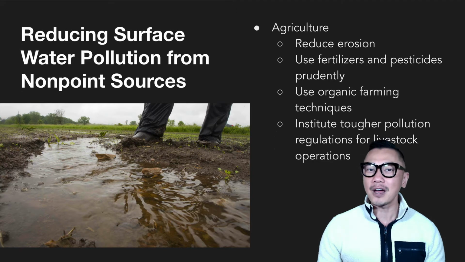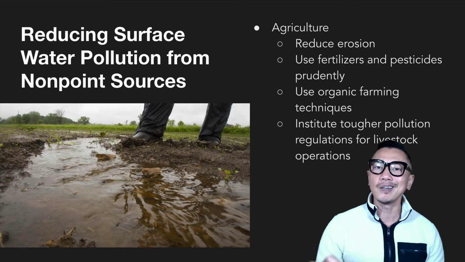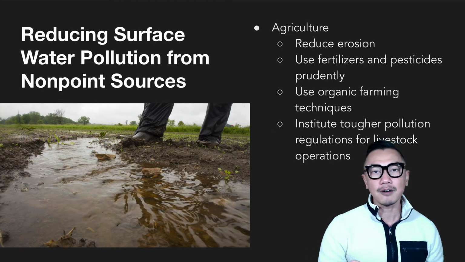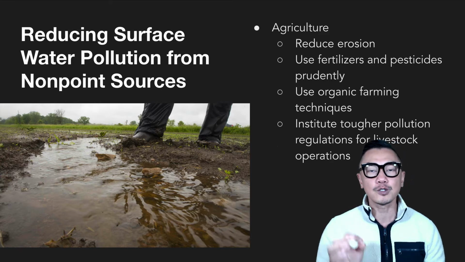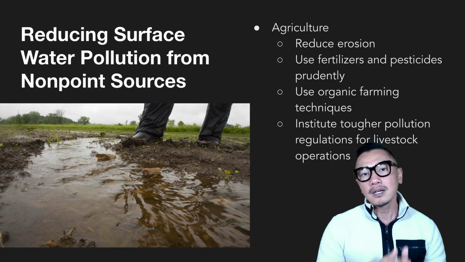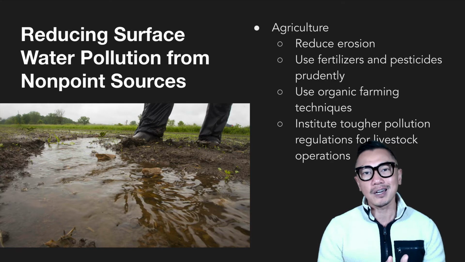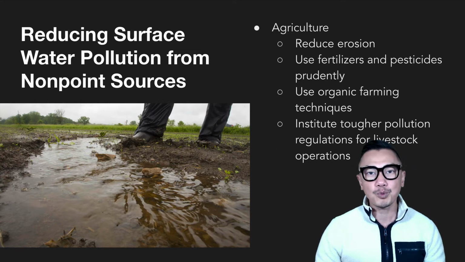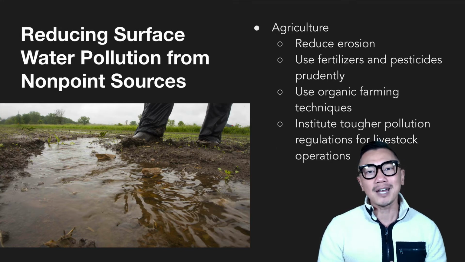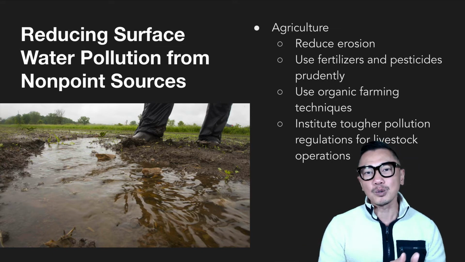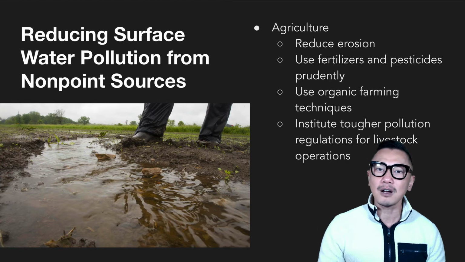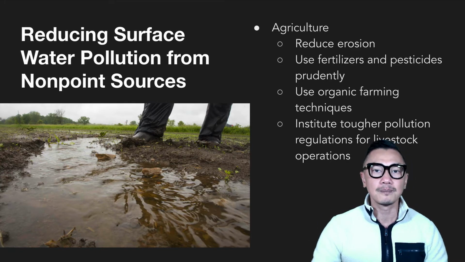Surface water is water found on the Earth's surface, and we can reduce surface water pollution by looking at non-point sources, specifically agriculture. Agriculture should seek to reduce erosion and prevent soil and sediment from making their way into waterways and clogging them up. It should use fertilizers and pesticides carefully, sparingly, and prudently. It should try to use organic farming and eliminate the use of synthetic chemicals. And it should institute tougher pollution regulations for livestock operations such as feedlots.